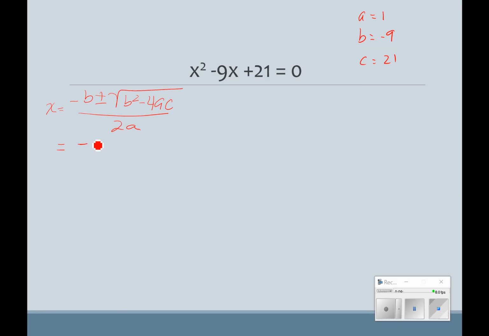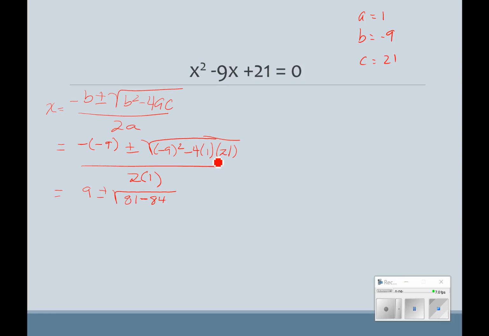So negative, keep having all these negatives, of negative 9 plus or minus the square root of negative 9 squared minus 4 times 1 times 21 all over 2 times 1. All right, simplifying. I'm going to get positive 9 plus or minus the square root of 81 minus 84. 4 times 1 times 21 is 84 all over 2. So I'm going to get 9 plus or minus the square root of negative 3 divided by 2.